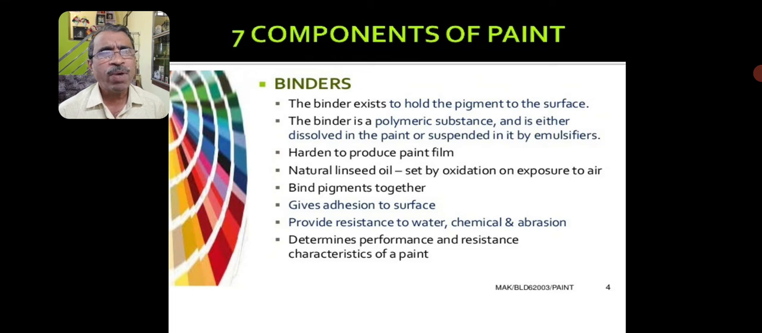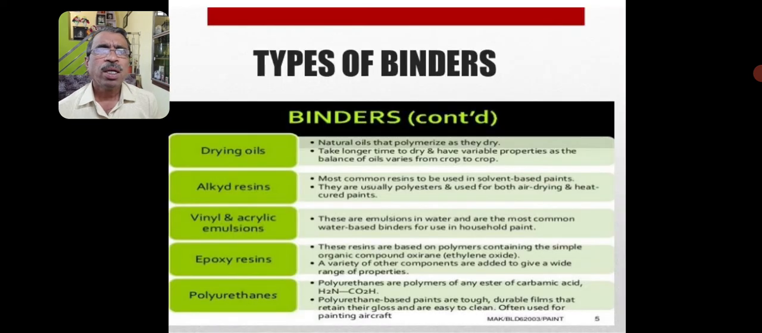Binder provides resistance to water, chemicals and abrasion. Binder determines the performance and resistance characteristics of a paint. This slide shows once again the binders like drying oils, alkyd resins, vinyl and acrylic emulsions, epoxy resins, polyurethanes.